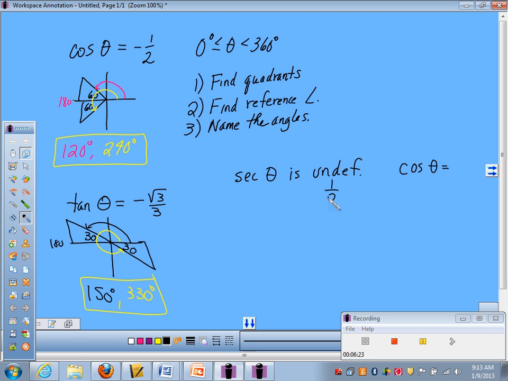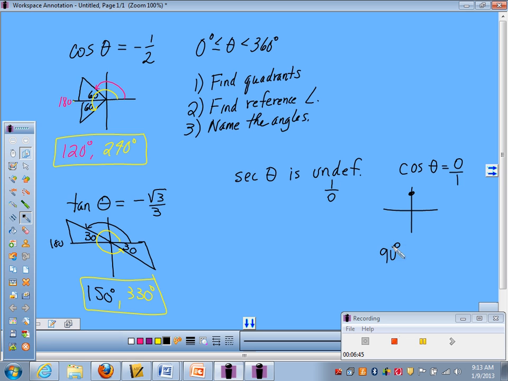So if secant's undefined, that means cosine equals what? Undefined is 1 over 0. What's the reciprocal of 1 over 0? 0 over 1. So in other words, we want to know where cosine equals 0. So you would just go to your chart. This is just a common sense look at it deal. Where's cosine equal to 0? 90 degrees. So 90 degrees is one of my answers.